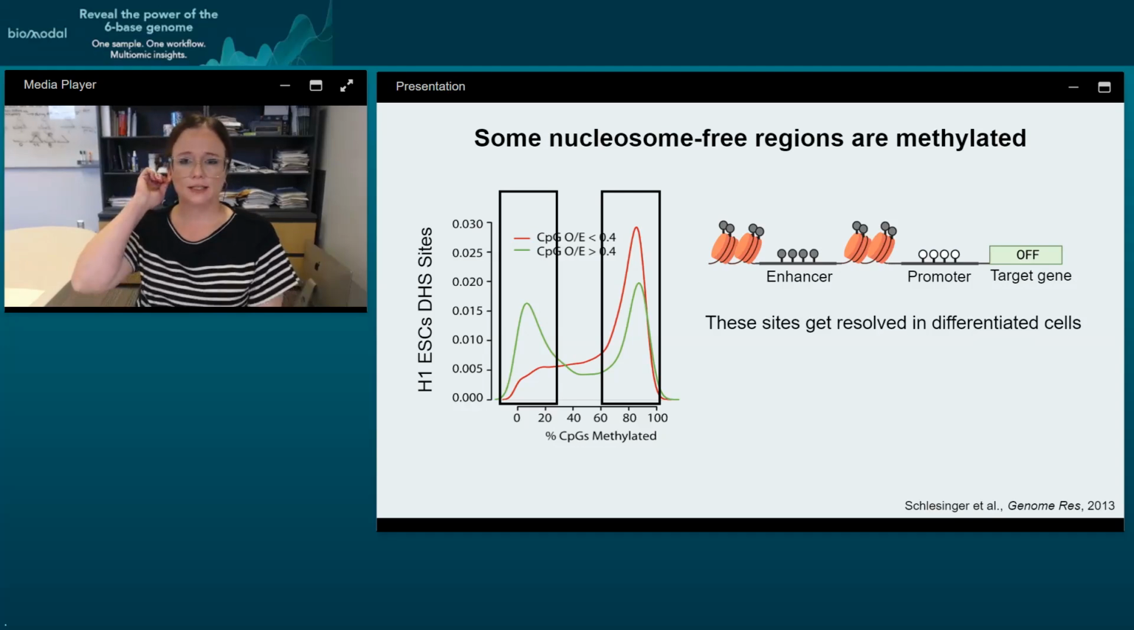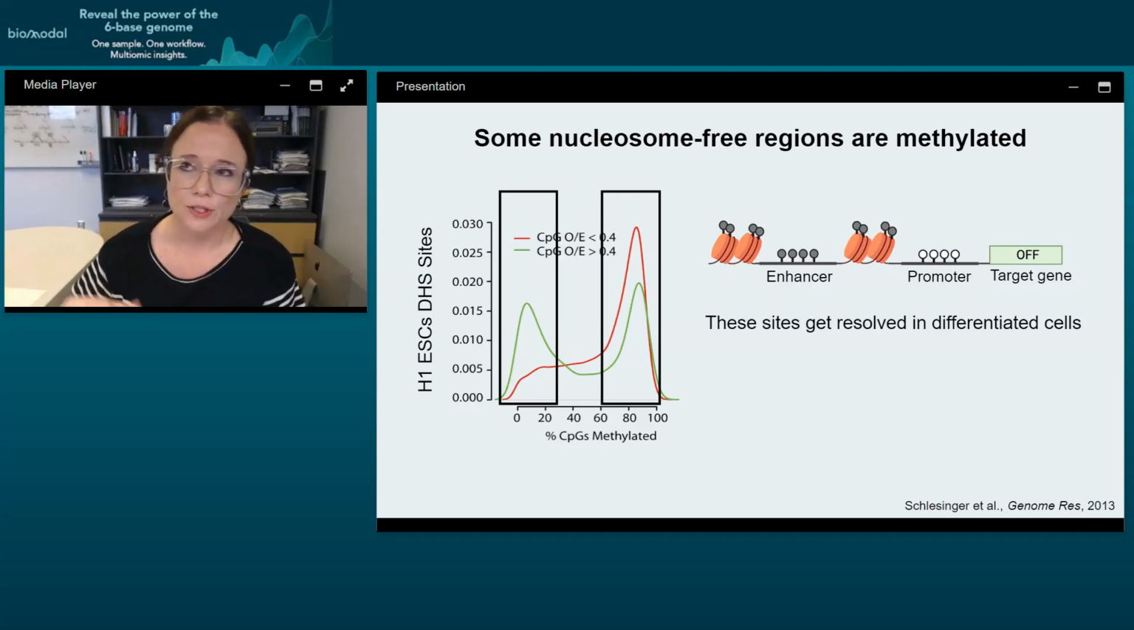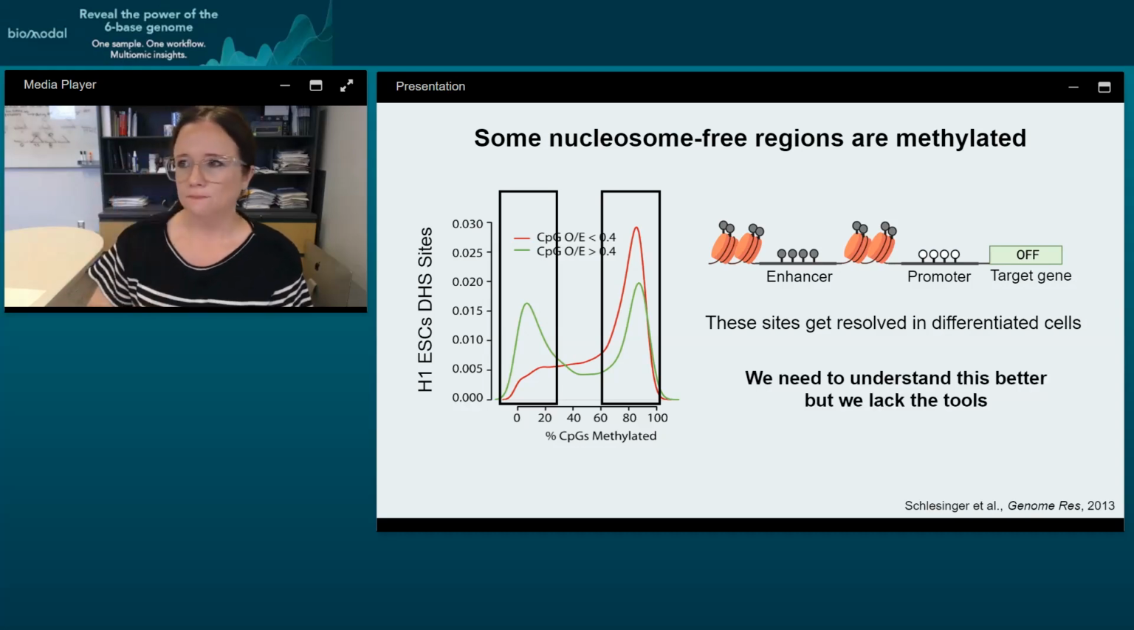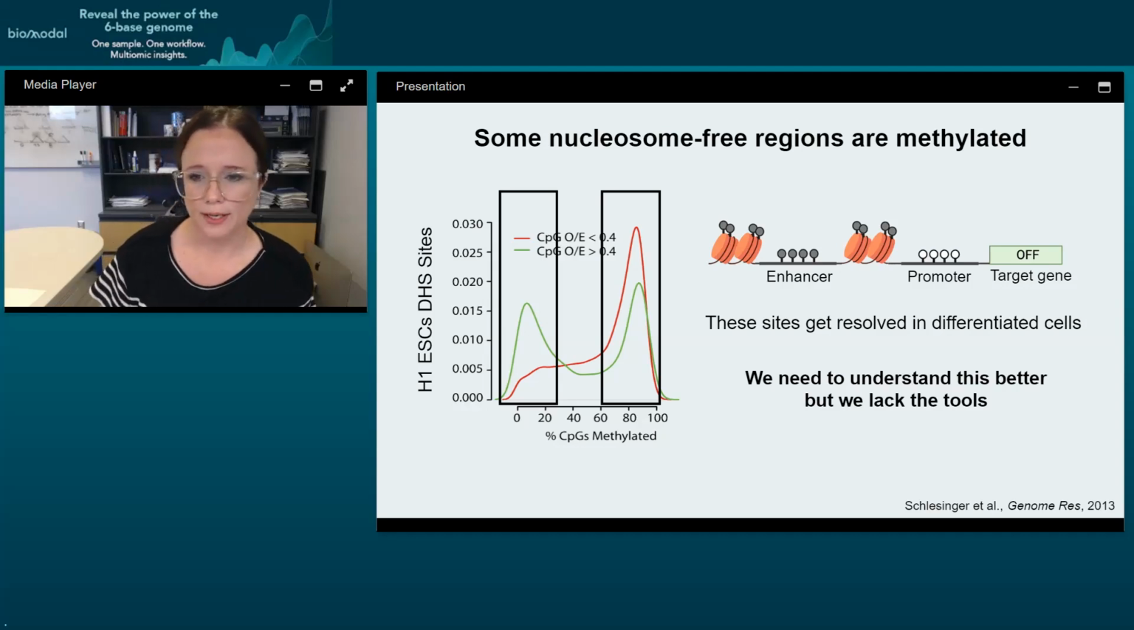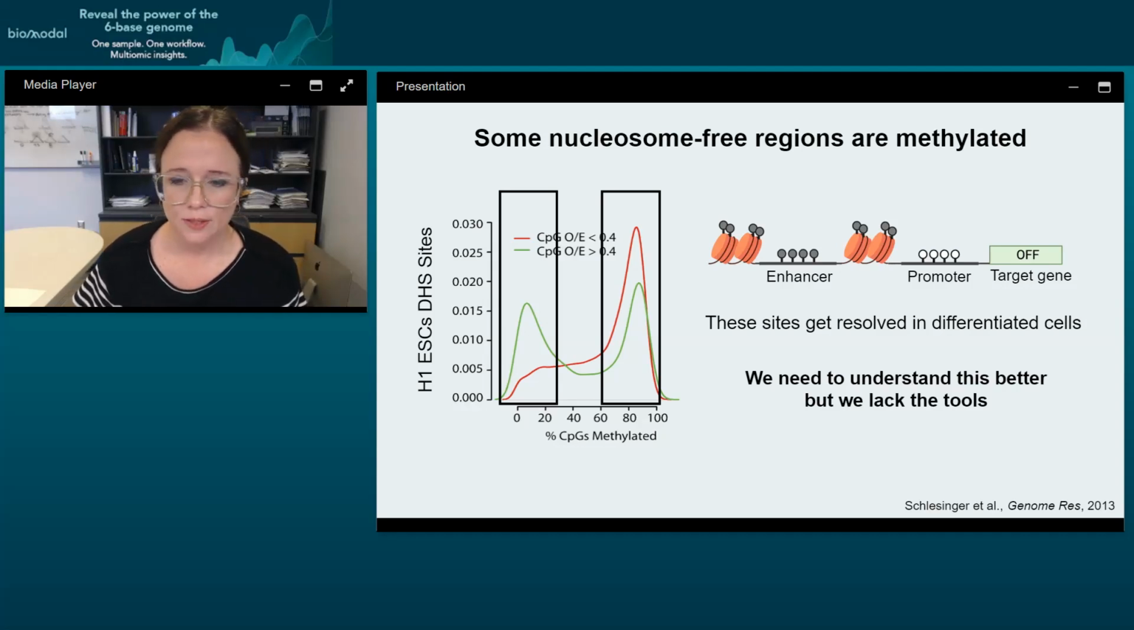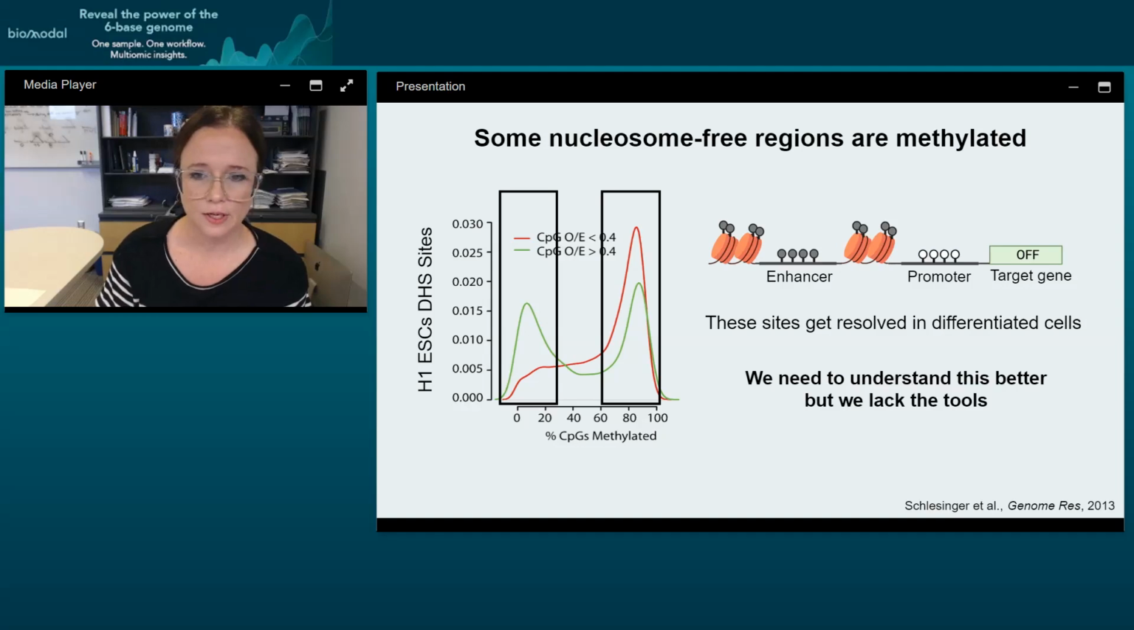One thing I want to point out is that when we look at data from differentiated cells, these sites get resolved. So either the nucleosomes close or the DNA methylation eventually gets removed. So we hypothesize that these regions are likely undergoing some type of transition. They potentially represent bivalent chromatin, a poised or primed type of gene regulatory element. We wanted to understand this better, but we really lack the tools to observe how these regions transition from one state to another and to observe these two epigenetic states simultaneously.